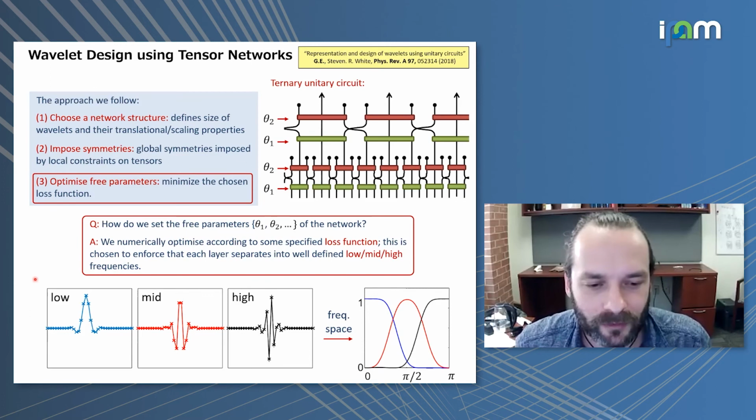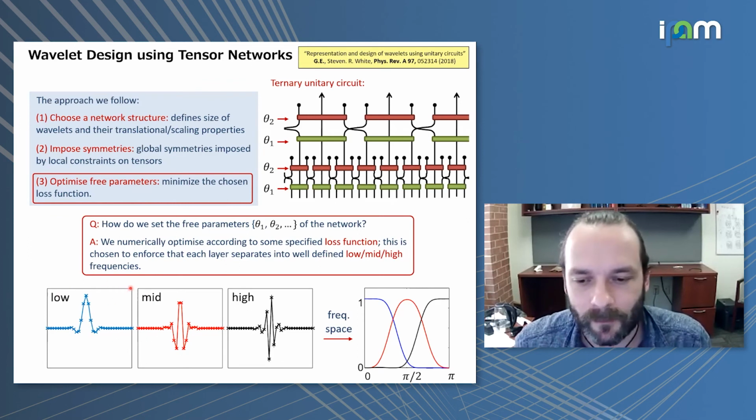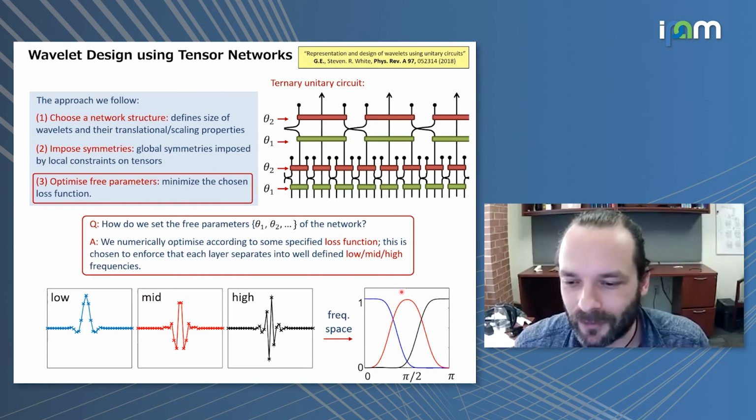I've drawn the wavelets we get. So we have two wavelets and a scaling function. When we display these in frequency space, we see that these are well localized in the frequency space. We have one which is really the low frequency one, the one on the left, a mid frequency one, and a high frequency one.